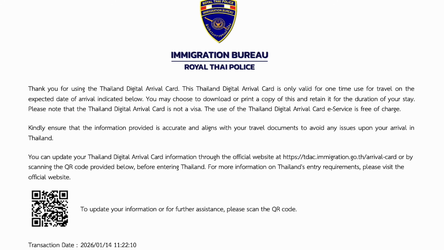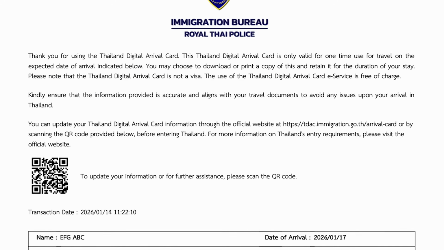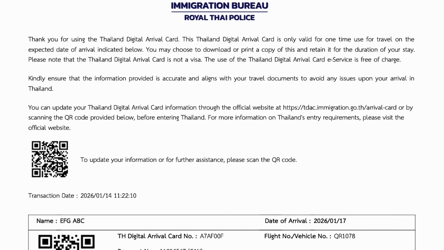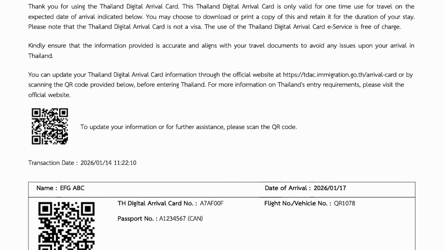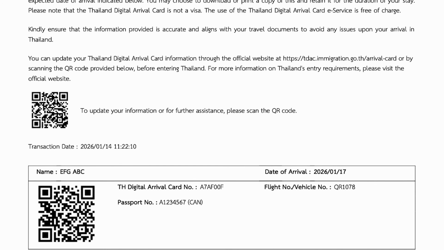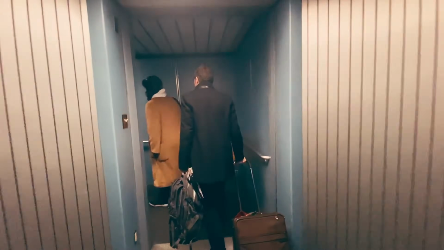As you can see, this is the Thailand Digital Arrival Card. It contains all your trip details and a QR code. Keep a copy on your phone so you can access it without an internet connection, and it is also a good idea to have a printed copy in case your phone battery dies at the airport. This card will simplify all your airport procedures, allowing you to finish everything in minutes and start enjoying your trip.